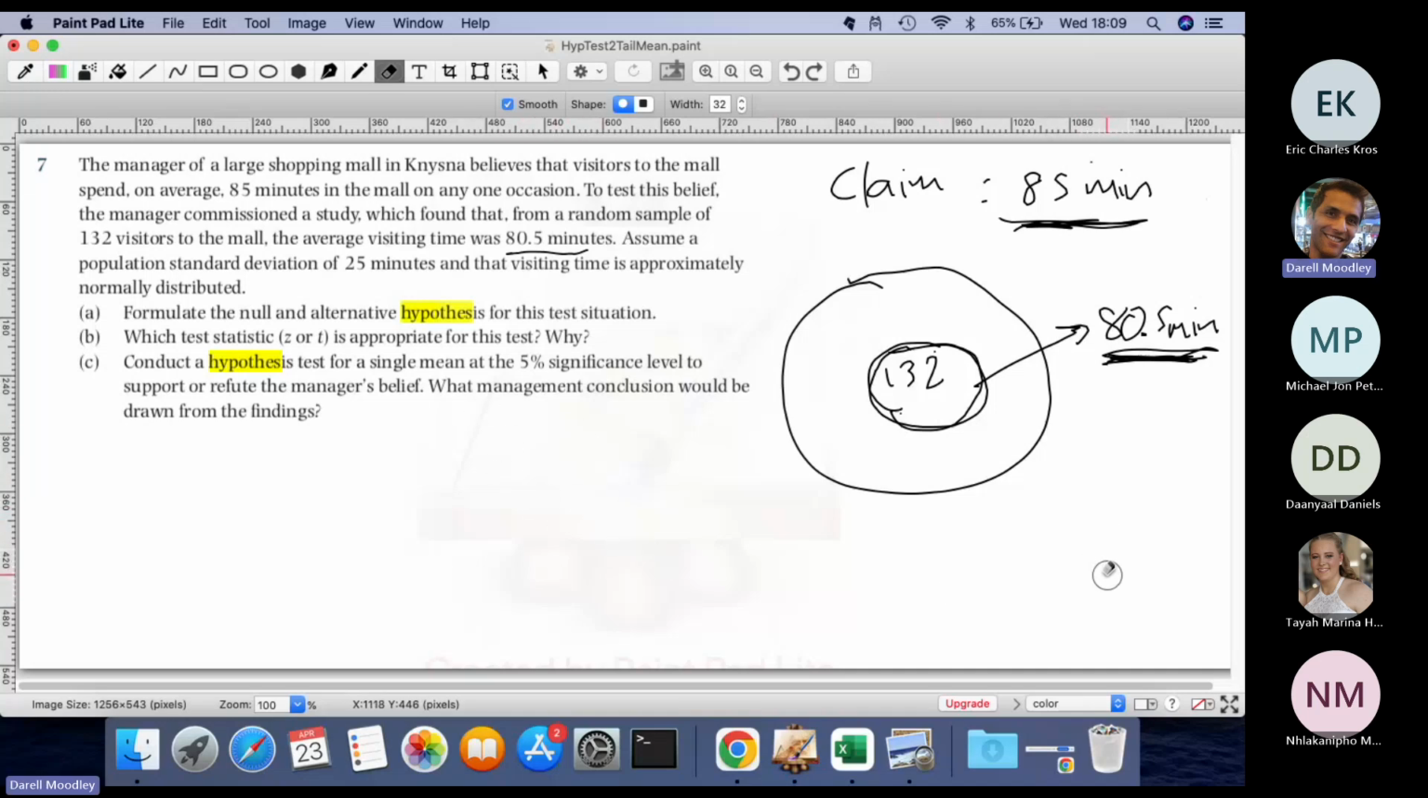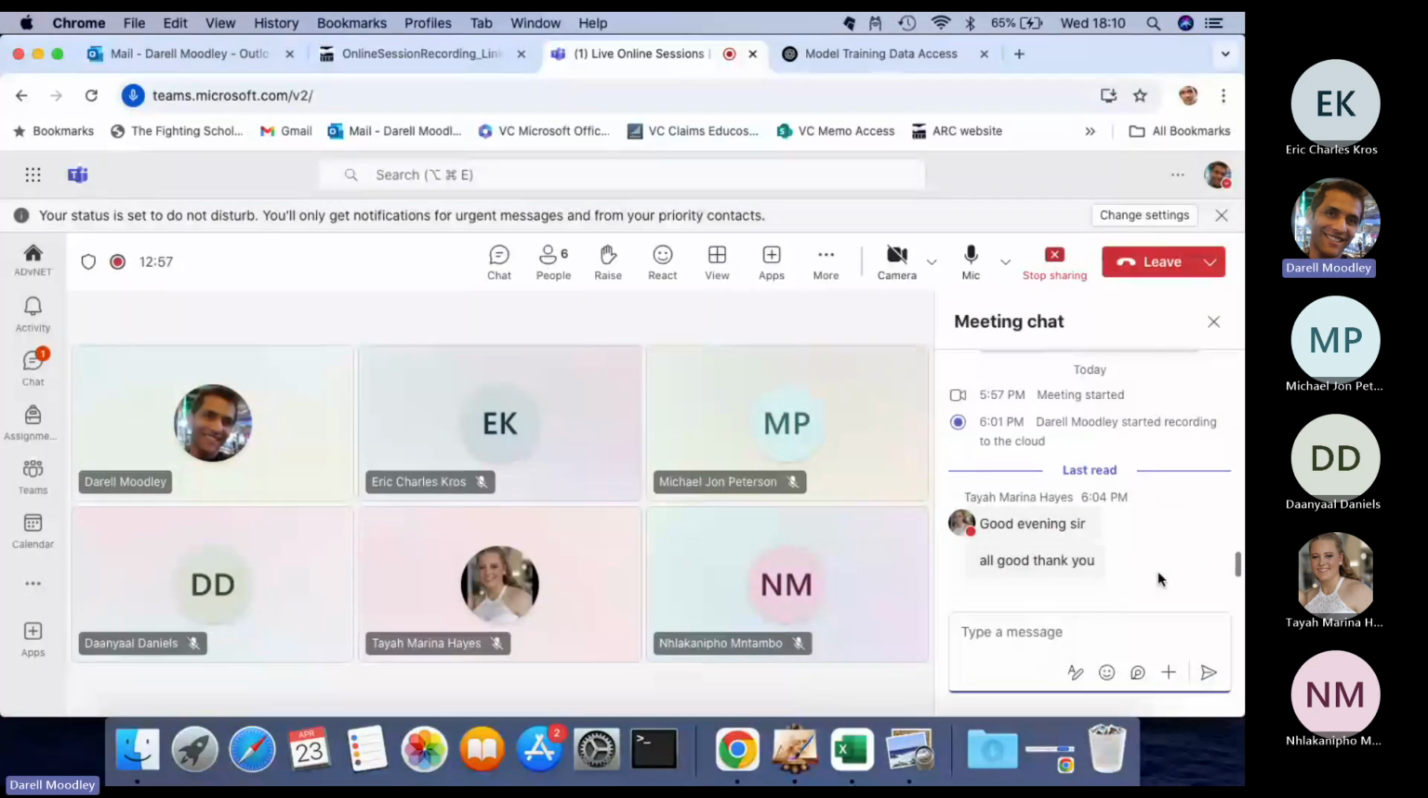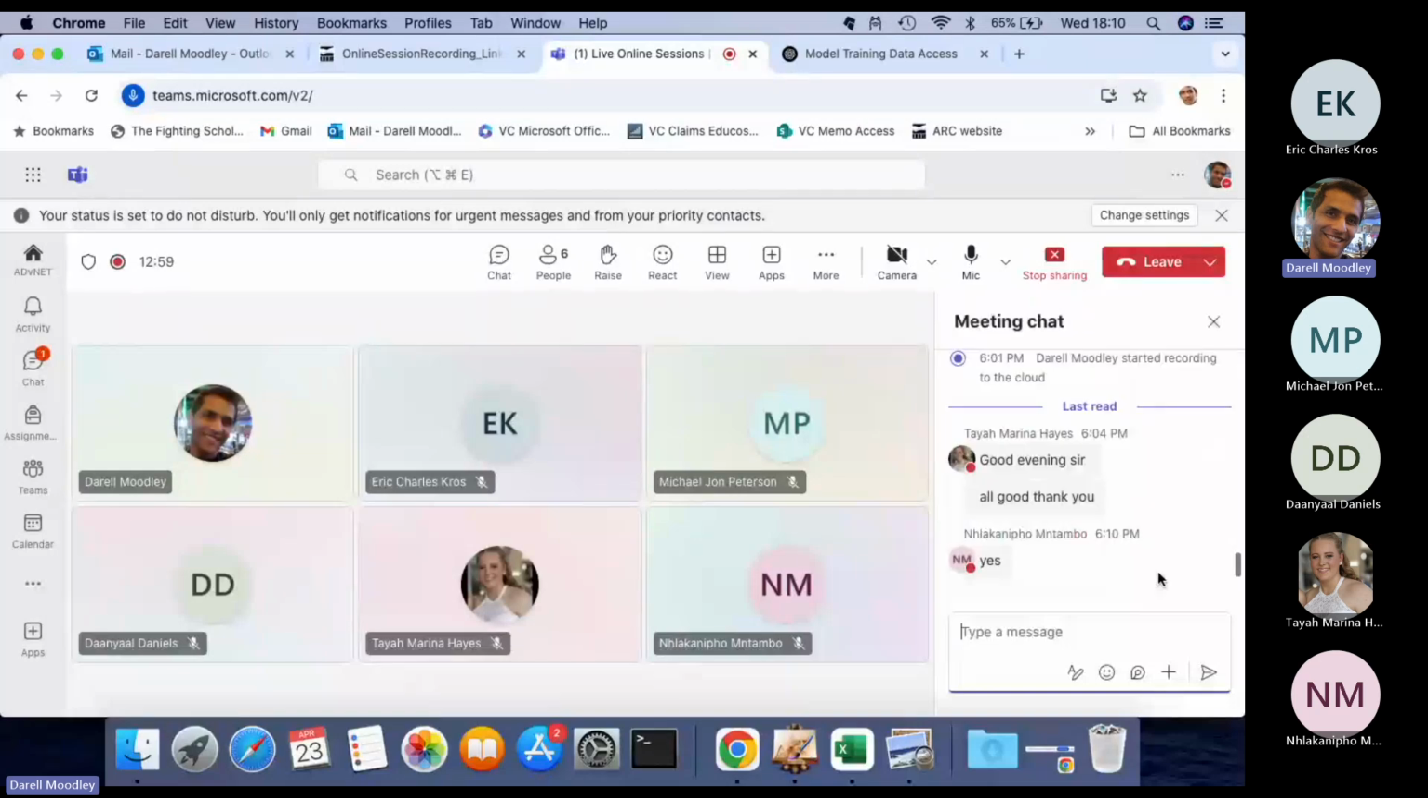All right, so does everyone understand what I just said so far? The manager claims that the shopper spends on average 85 minutes. We took a sample and we found the average to be 80.5. So it's not too far off. But what we're going to do is test statistically, based on some threshold, whether we can accept this manager's claim, or we can say, no, it's not true. Okay, does everyone understand? You don't have to understand how I'm going to do it, because I'm going to explain that in a few minutes, but just what we're trying to do.